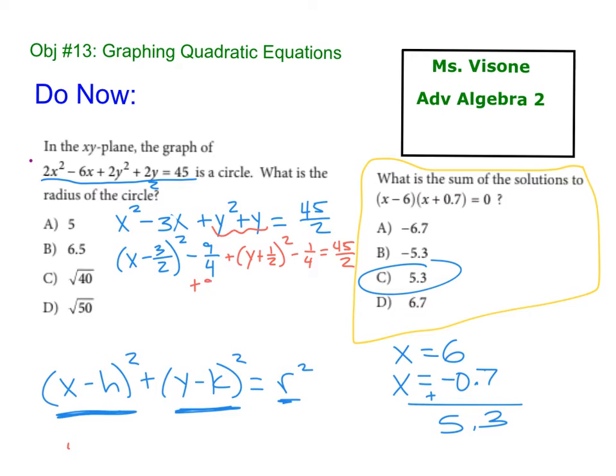So then we're going to add 9 over 4. Well, actually, you know what? Before we do that, let's combine those together. So I've got negative 9 over 4 and negative 1 over 4. So that's negative 10 over 4, which is negative 5 over 2. We're going to add that to the other side. So that becomes 50 over 2, which is then 25. So r squared is 25, which means r is 5. So the answer is A. Pretty tricky. That's like some high level completing the square skills to get through all of that.